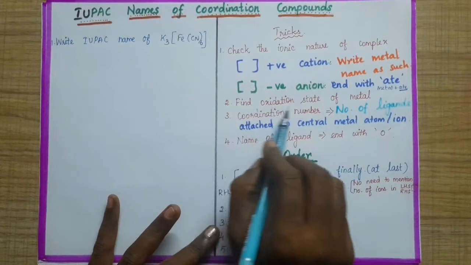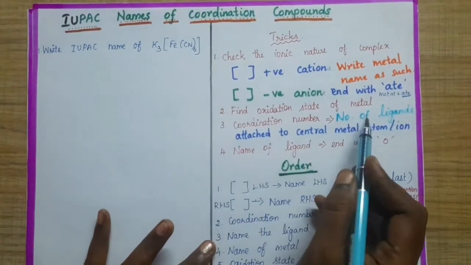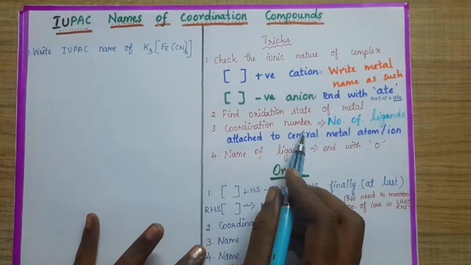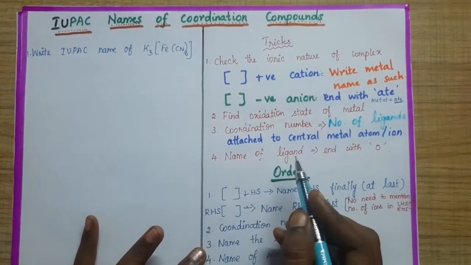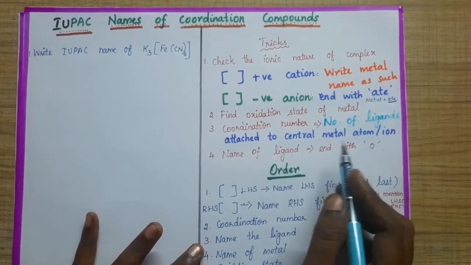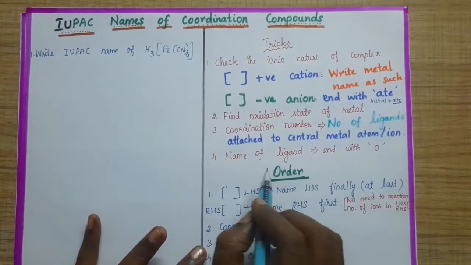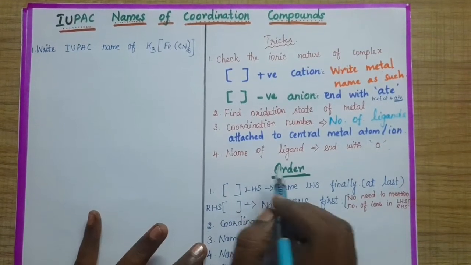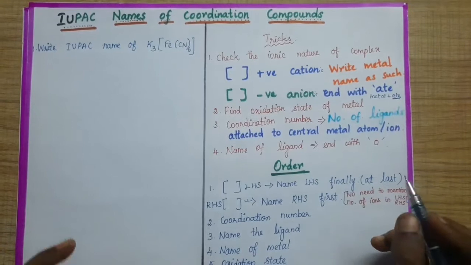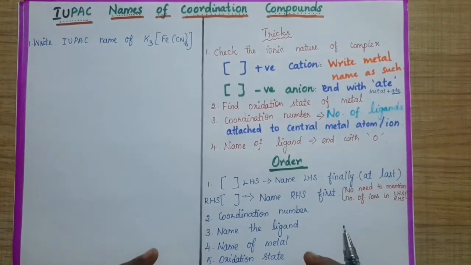And then you have to know how to find out the oxidation state of the central metal atom or central metal ion, and then the coordination number. Coordination number is nothing but the number of ligands attached to the central metal atom or ion. This is what coordination number is. And then the name of the ligand also you must know. A ligand name can end with O. Okay. So what is the order you have to follow?